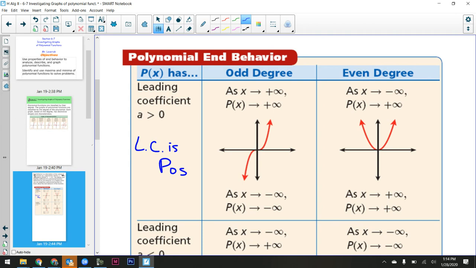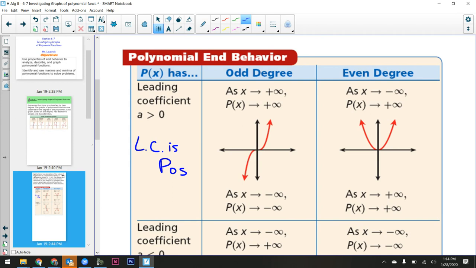Okay, so I'm going to start describing what you see there in each box. Positive, odd. This is if we have a positive leading coefficient and an odd degree. Now, the notation is saying, as x approaches positive infinity, comma, p of x, the function, also approaches positive infinity.